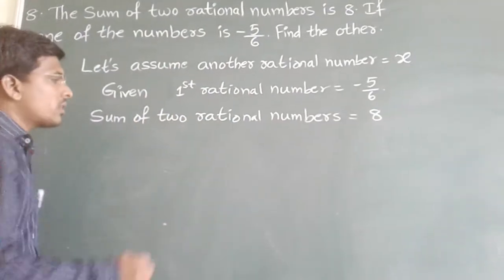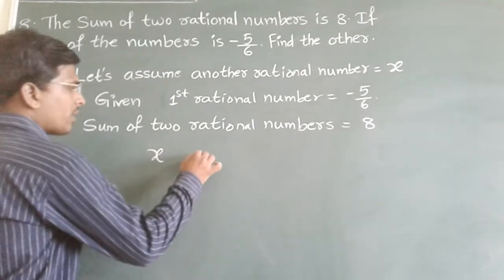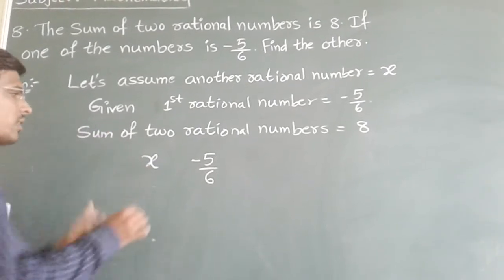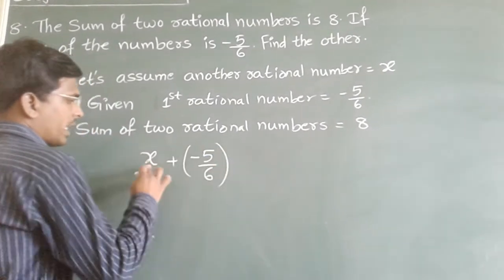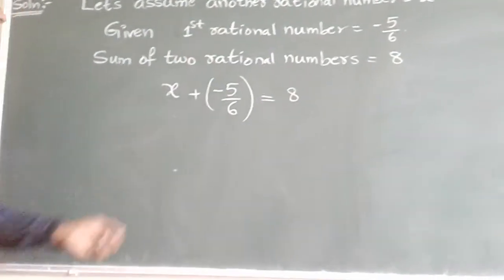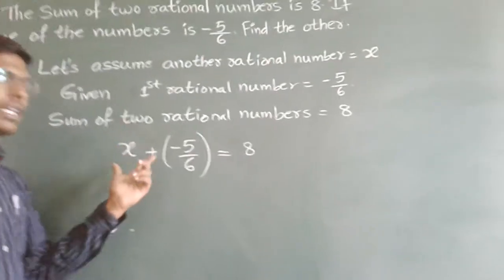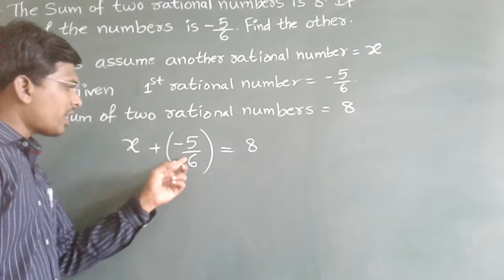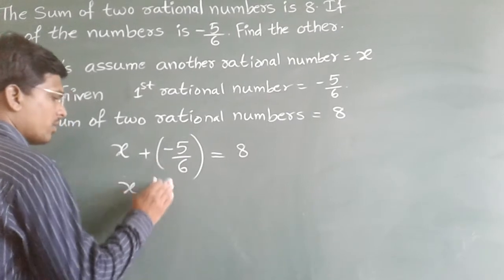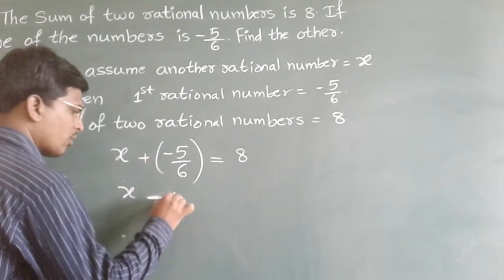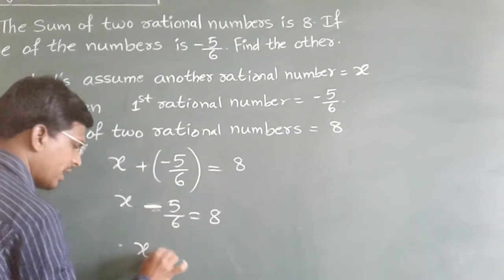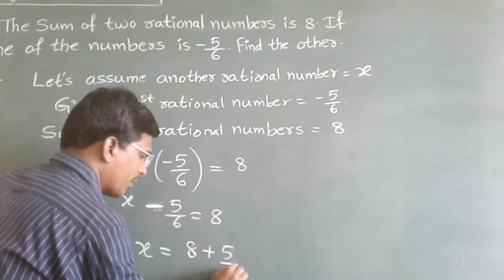So what are those two rational numbers? First one is x and another one is minus 5 by 6. What is the sign in the middle? Sum means plus. Okay, x plus minus 5 by 6 is equal to 8. To solve this problem, according to the transpose condition, we can send this minus 5 by 6 value to the right hand side. So x plus into minus 5 by 6 is equal to 8. Now send this minus 5 by 6 to the right hand side: x is equal to 8 plus 5 by 6.